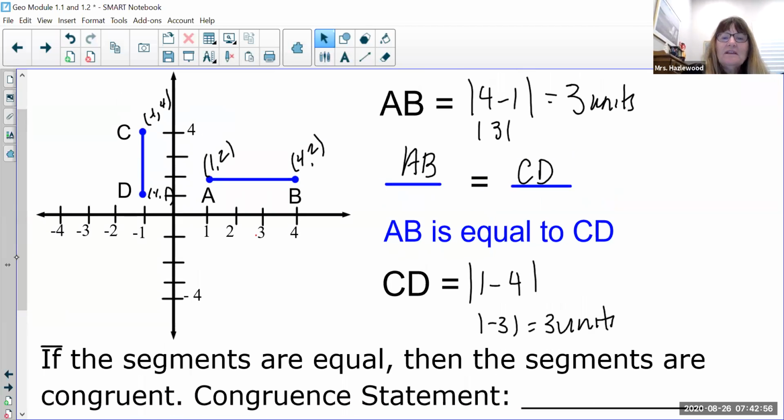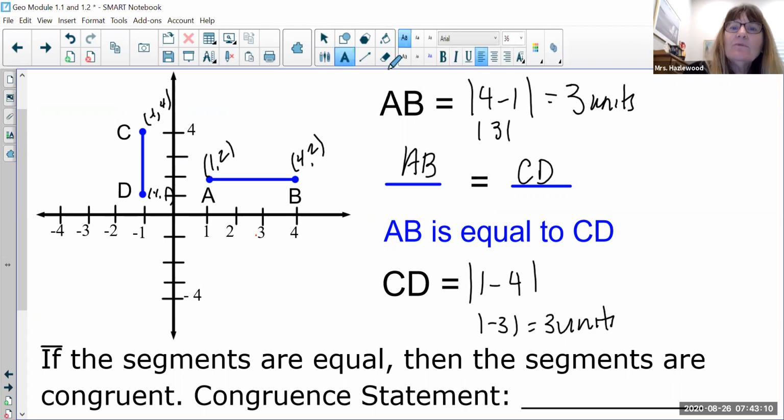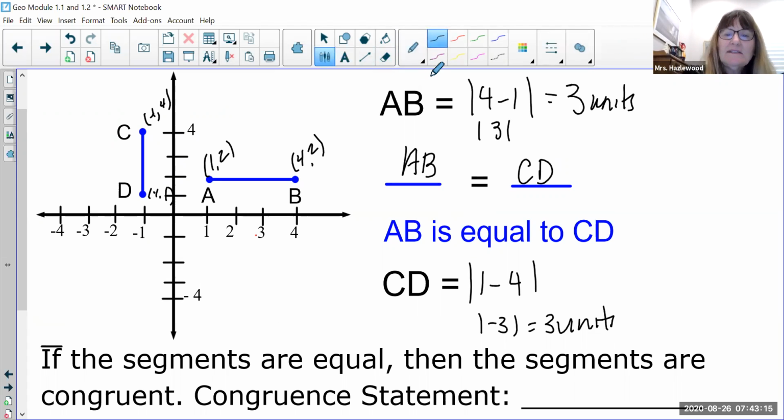Okay, so what I have right up here, AB is equal to CD, that's an equality statement. I'm about to write a congruency statement. So when I write a congruency statement, how I write that is I say segment, because I'm not talking about the length now. So I'm going to say segment AB is congruent to, so there's my congruency sign, CD. So those are congruent to each other.